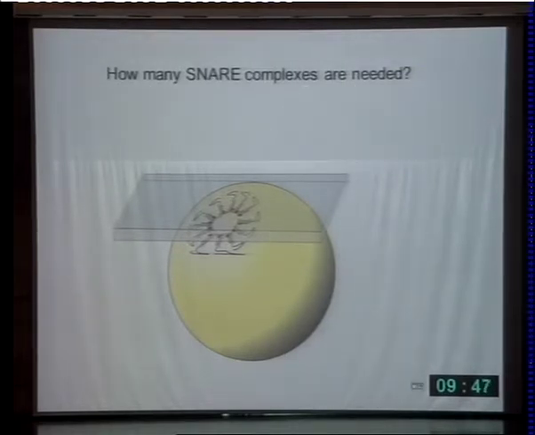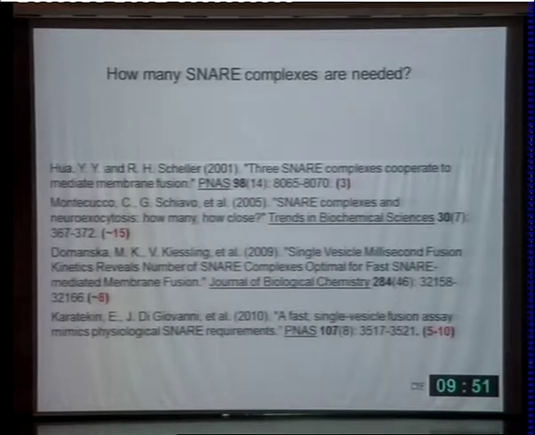How many complexes do you need to fuse the membrane? Well, this was open, and when we started out a few years ago, you see that literature numbers ranging from 3 to 15 were published. So there was really no clear evidence how many SNAREs would be required.